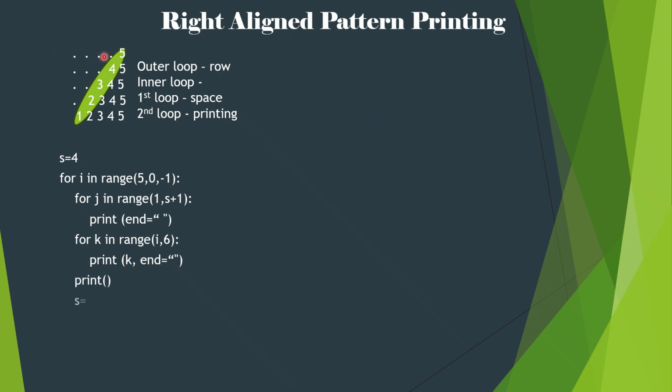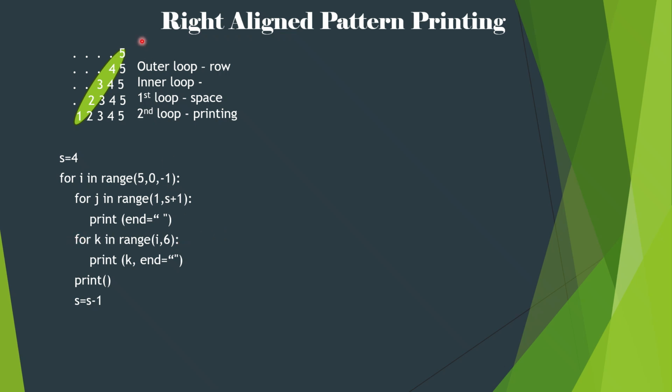Now the second loop is for the space. So here 1 to s plus 1. The s value is 4, so 1 to 5 means the loop will run a total of 4 times and it will leave 4 spaces in the first line. So this loop is for the space. Now the third loop is for the actual printing.